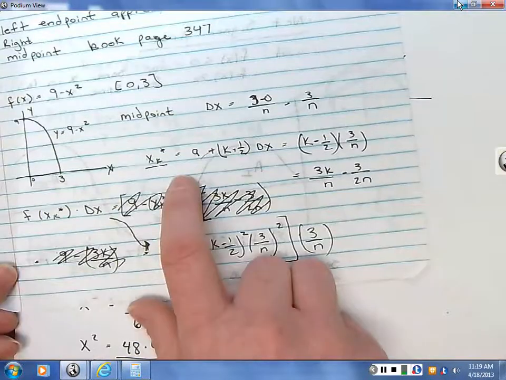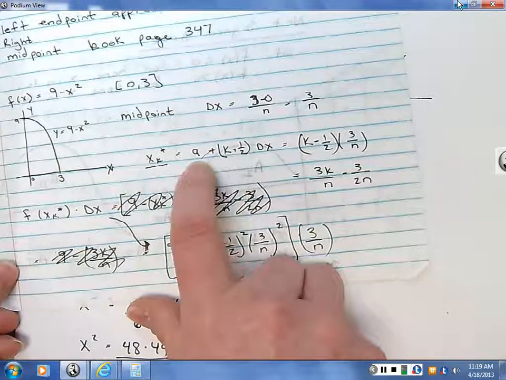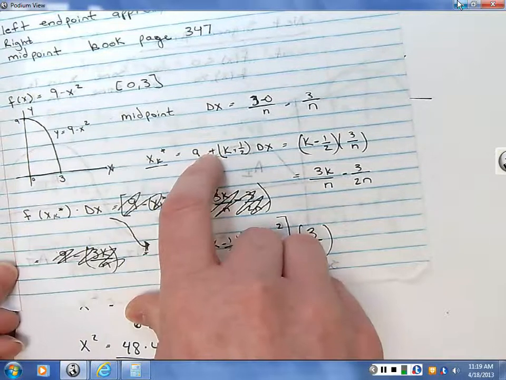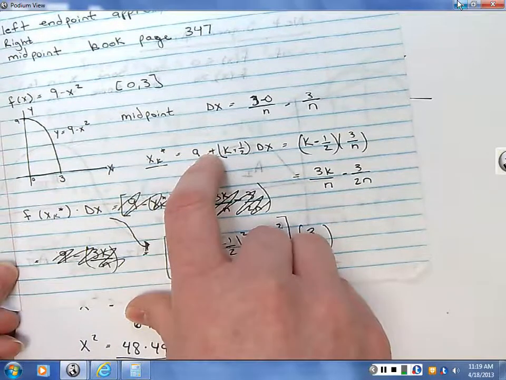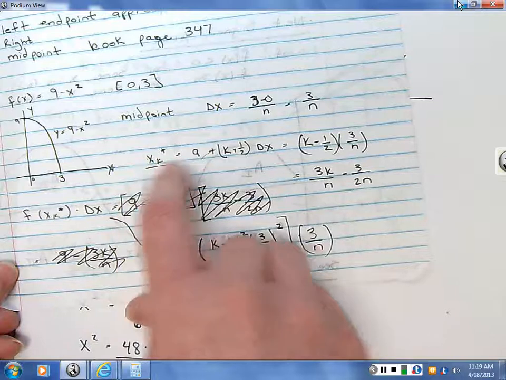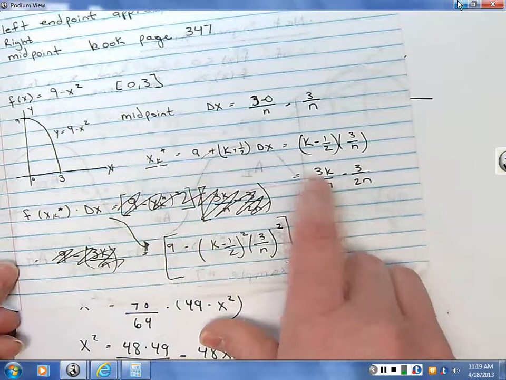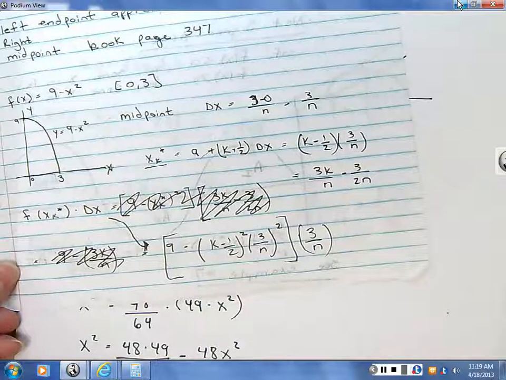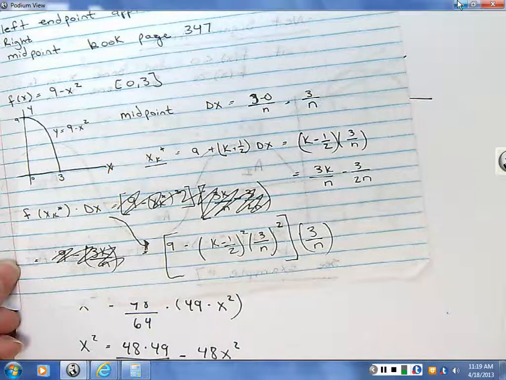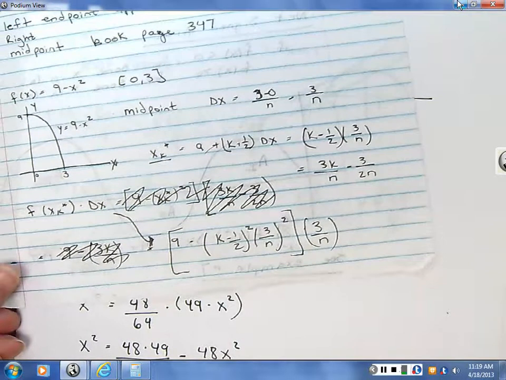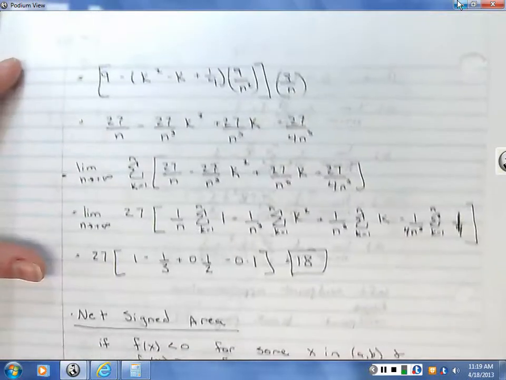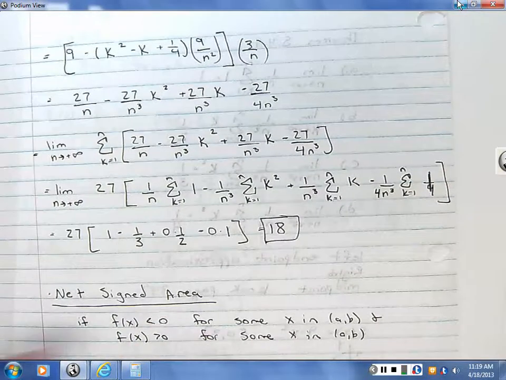So we have to get a representation of the function, which is 9 minus x squared. So I have 9, each point is going to look like a function of k and n, where k is the kth rectangle, and n is the limit as n goes to infinity. So we go through, and it takes about this much space, and you see a lot of algebra here, to get 18.